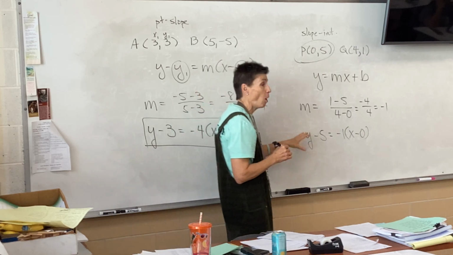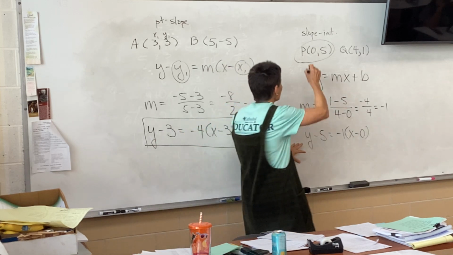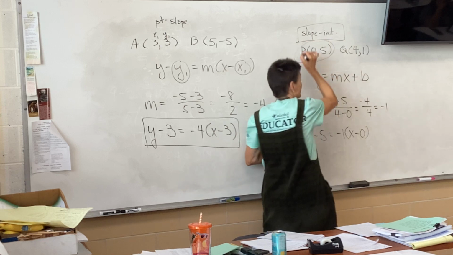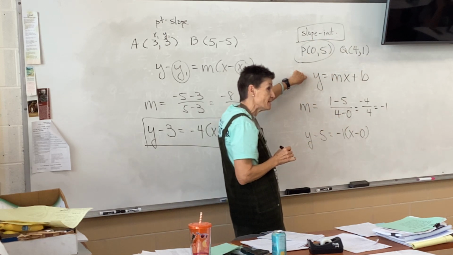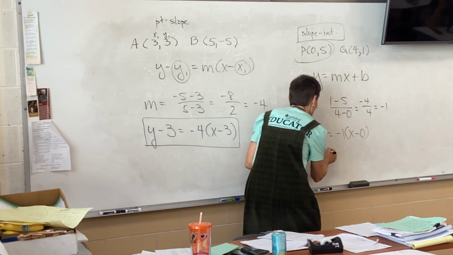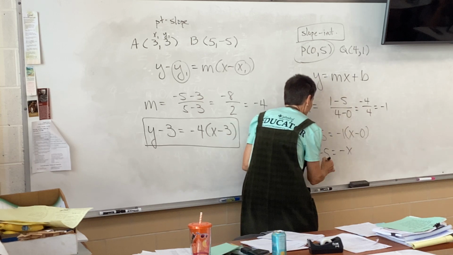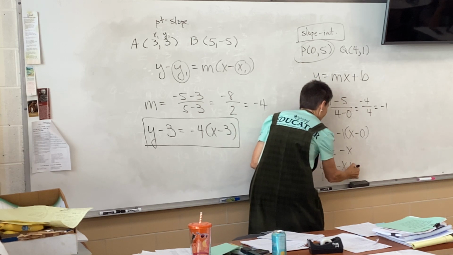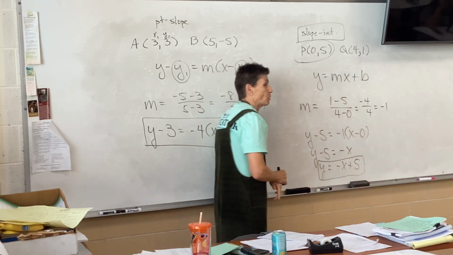This is how I write my equations the same way all the time. But then, because it has this direction in it, I have to change this equation to look like this. That's easy. I can do my distributive property and add the 5. Now it is in slope-intercept form.